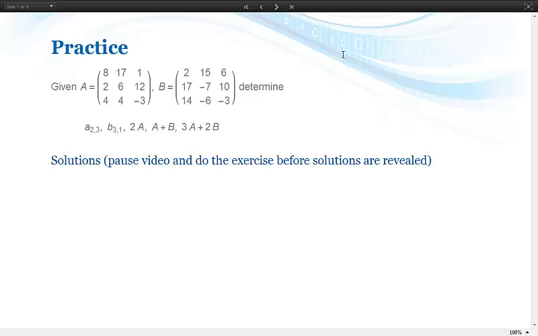So that wasn't too hard, was it? Adding matrices element by element and scaling matrices by multiplying each element by the scalar is pretty straightforward, and the combination of those lets us do linear combinations. So here's some matrices for practice. You're asked to pick out a couple of elements in the matrices A and B, compute 2A, A plus B, 3A plus 2B, and please pause the video now, work these exercises, preferably by hand, and then when you've got them done, continue the video.